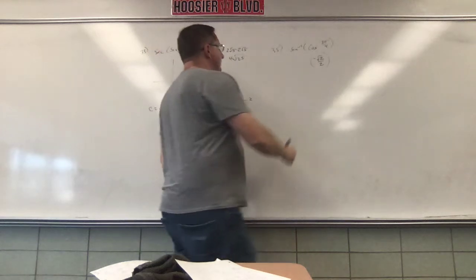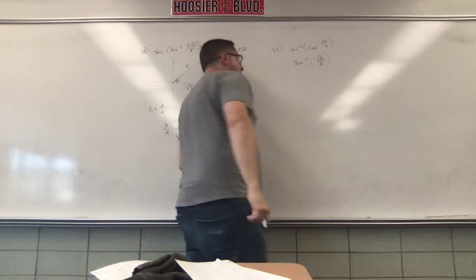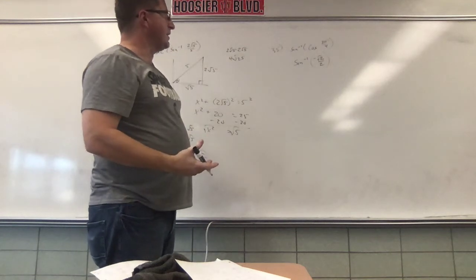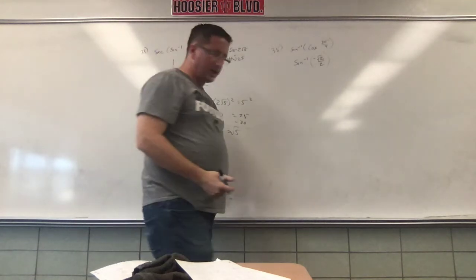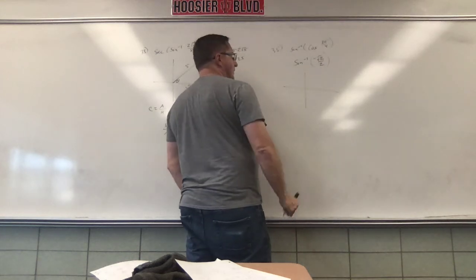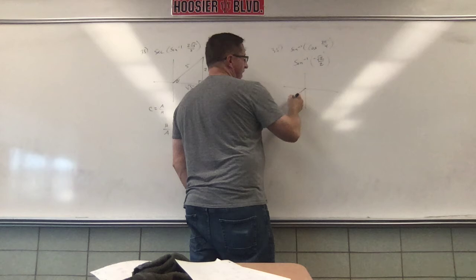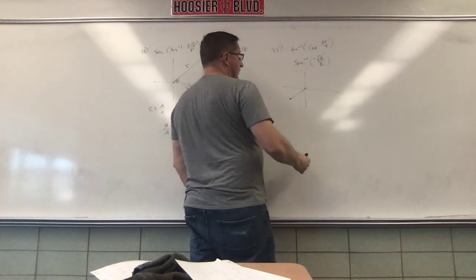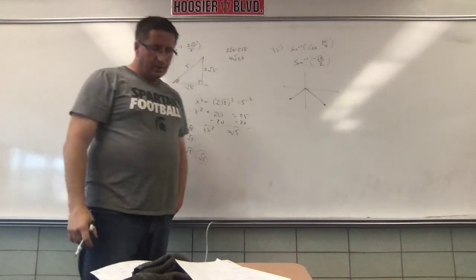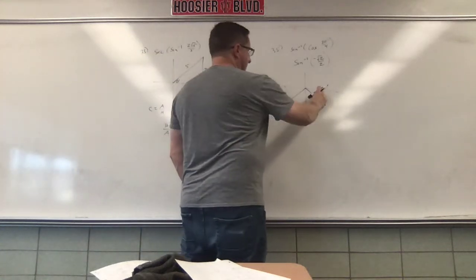But I want the inverse sine of that. So, I want to know where on the unit circle is sine negative radical 2 over 2. Okay, well, there's 2 spots where sine is negative radical 2 over 2. It's right here at, what is that, 225, and right here at 315. Okay, well, it can't be on this side. It's got to be over here.